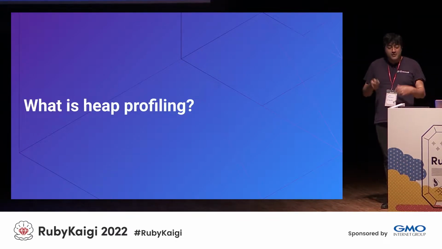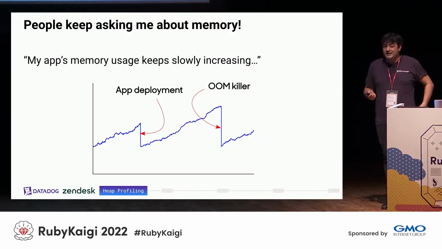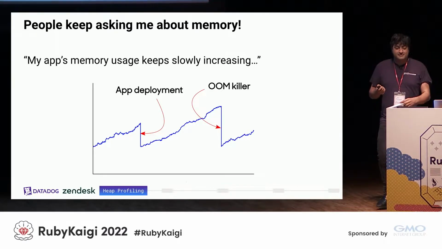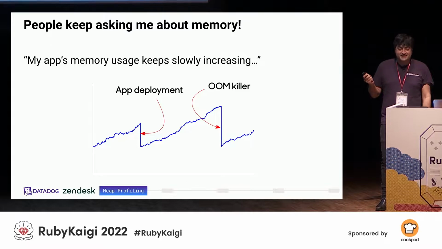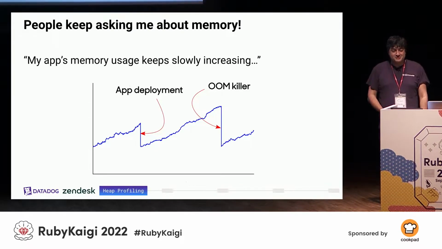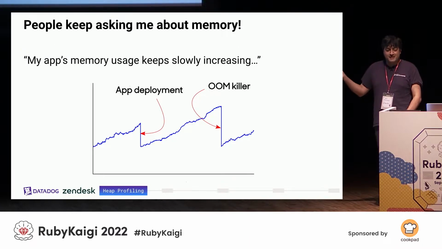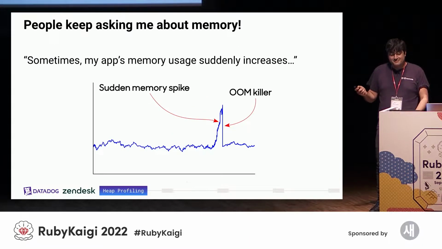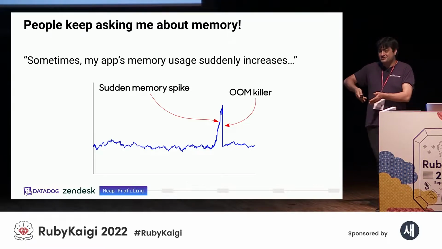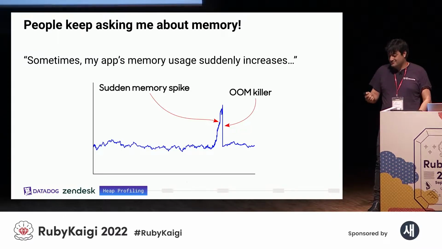OK, so when we're talking about heap profiling, what is it? This started for me because people would come up to me at Zendesk and ask me questions like this. They'd say, help, my application's memory usage slowly increases over time, and whenever we do a deployment, it goes down again. I have some sort of memory leak. Or they might show me a picture like this, where memory usage is fine, and then boom, shoots up in a giant spike, and the application gets killed.